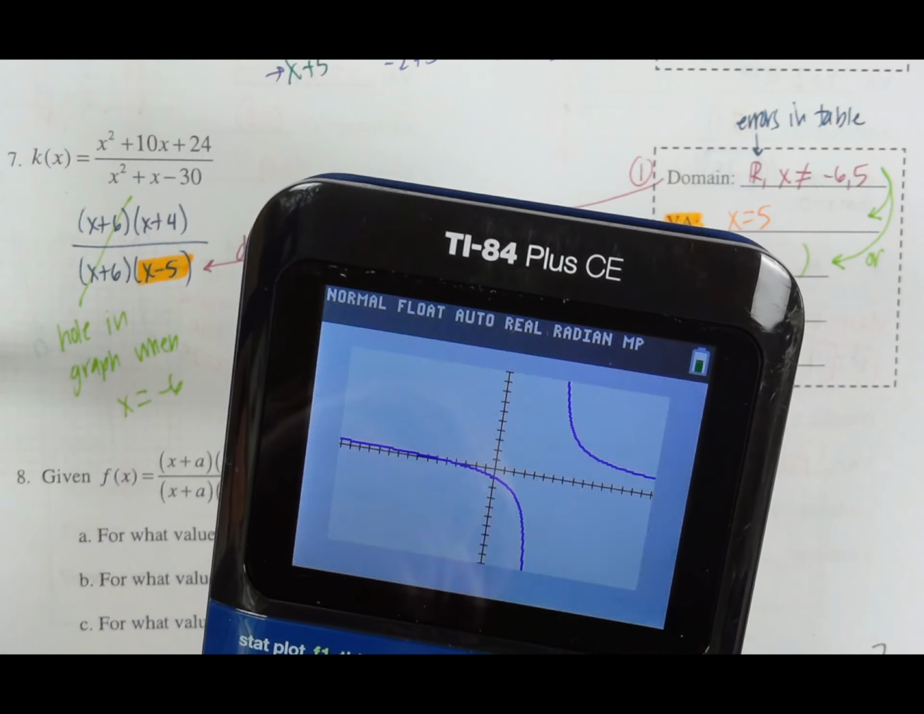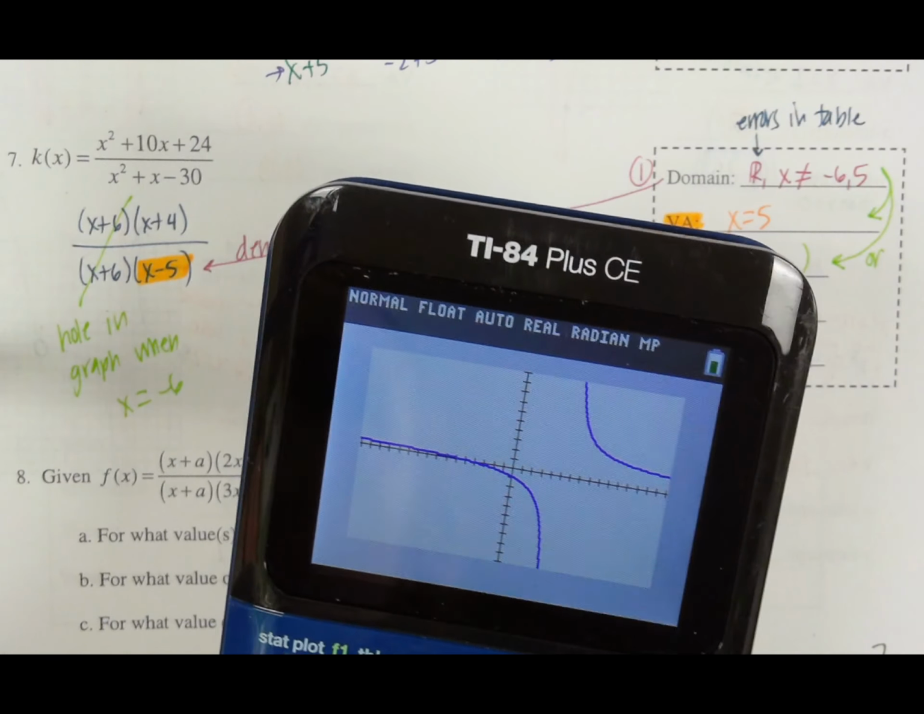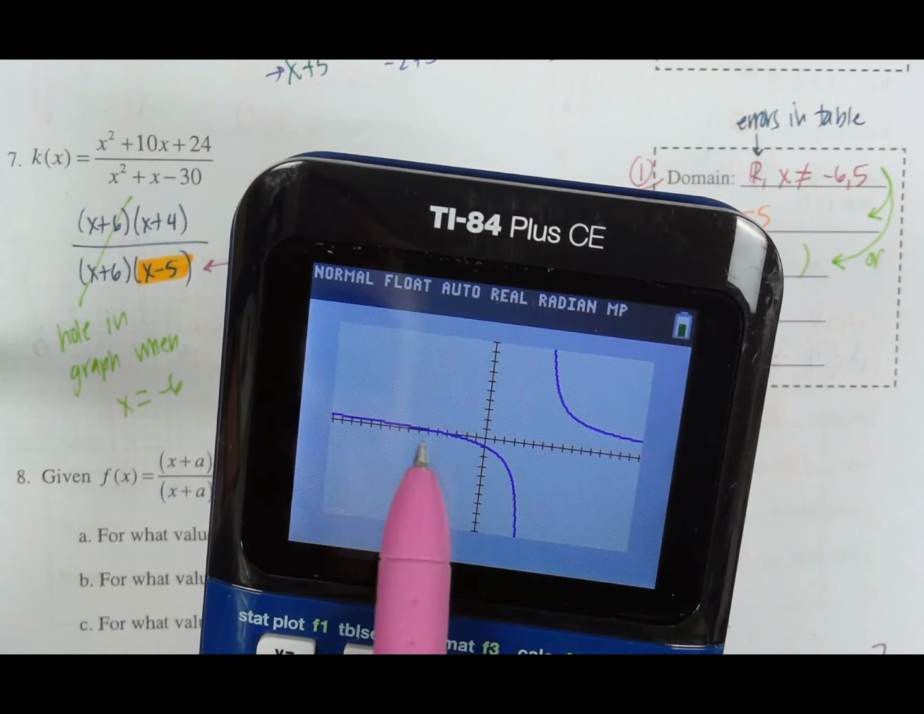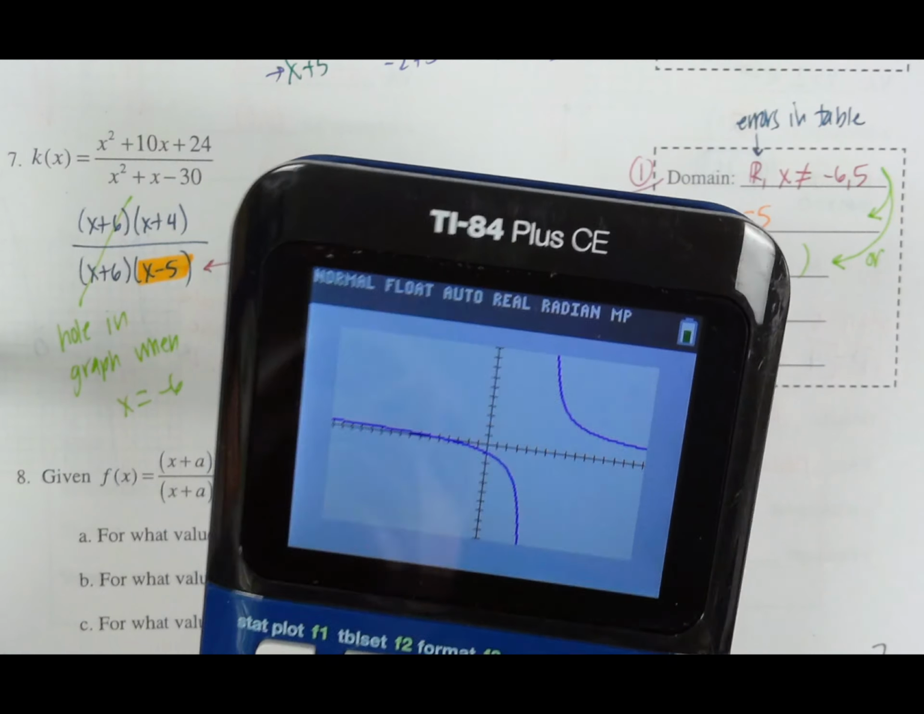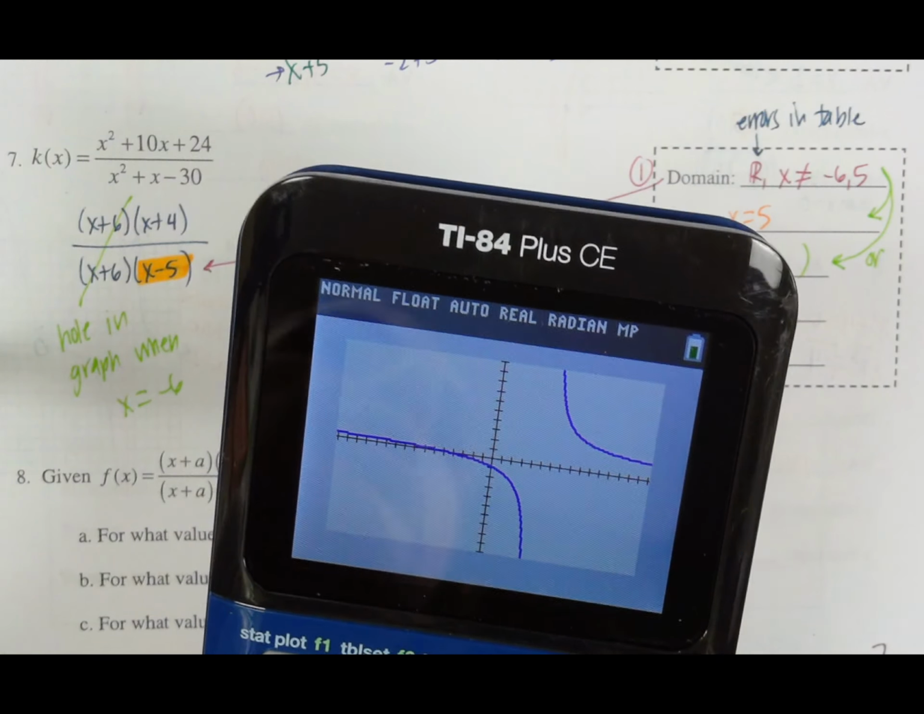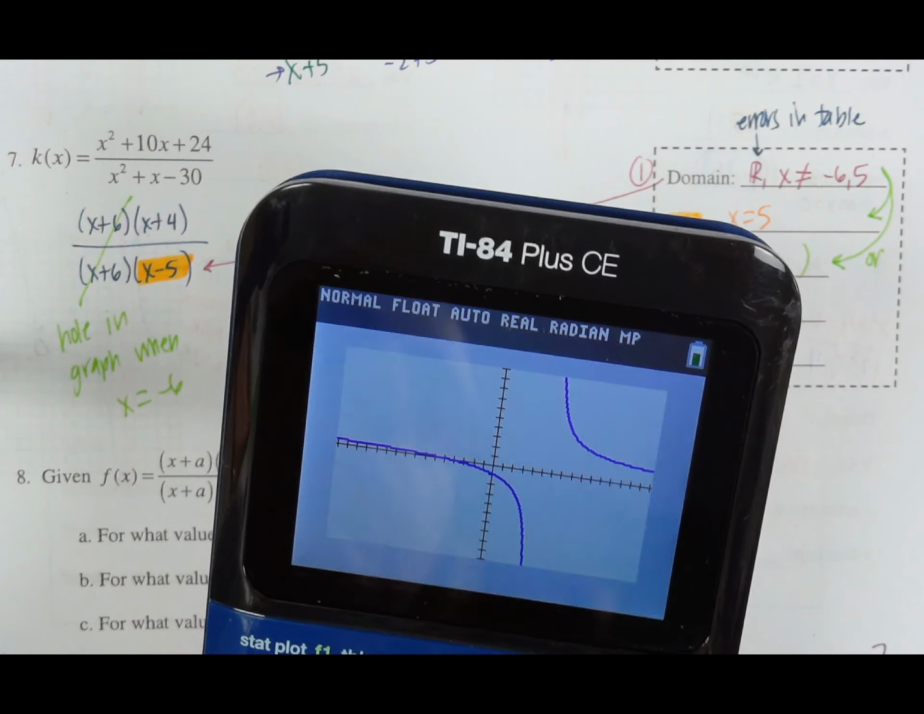It looks like it's over here in this area, which is probably around 5, if I had to guess. Now, if you look back where we said there was a hole, so back at -6, does it look like anything funny is happening back there? No, and you're not going to see anything funny on your graph. For a hole, it's going to look like a regular graph, like there's nothing off about it.